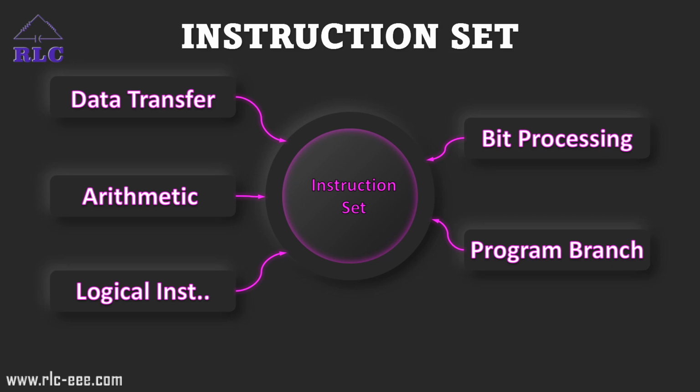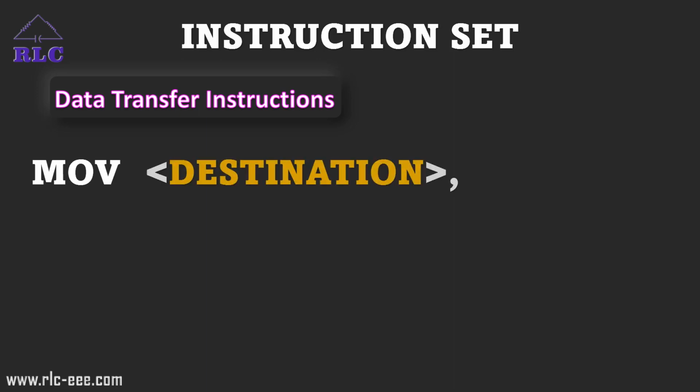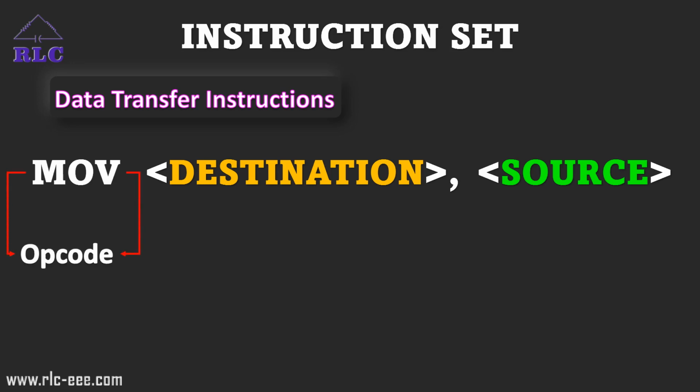Now we will study data transfer instructions in detail. A microcontroller or microprocessor spends maximum time in data movement operations. Therefore, maximum instruction sets are provided for data transfer rather than any other type of operation. The data transfer instruction has an opcode of MOV, and we need to specify where we need to send the data, that is the destination, and from where the data has to be sent, that is the source. Every instruction consists of an opcode and also an operand.